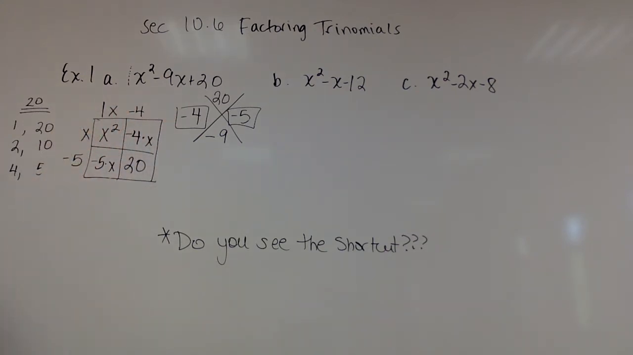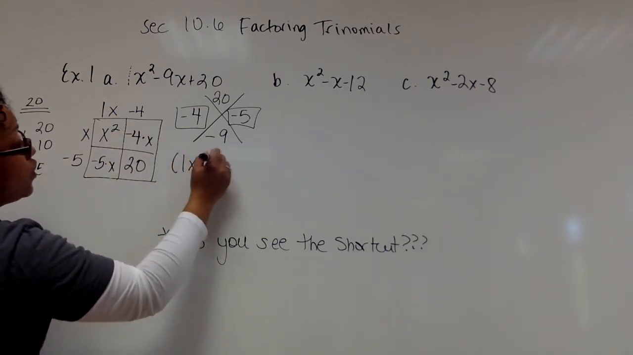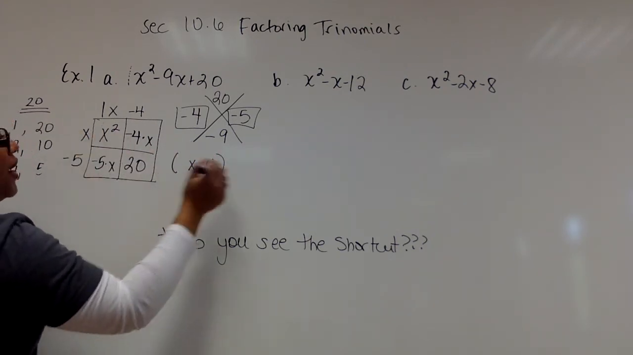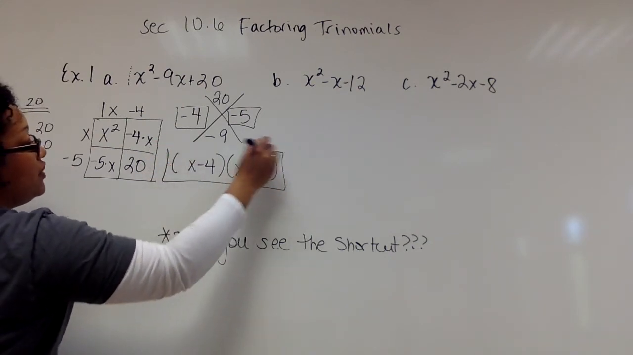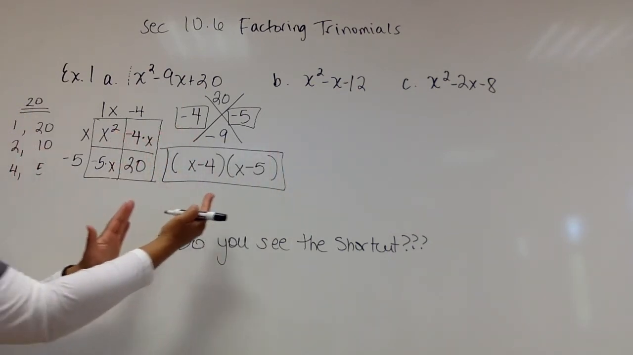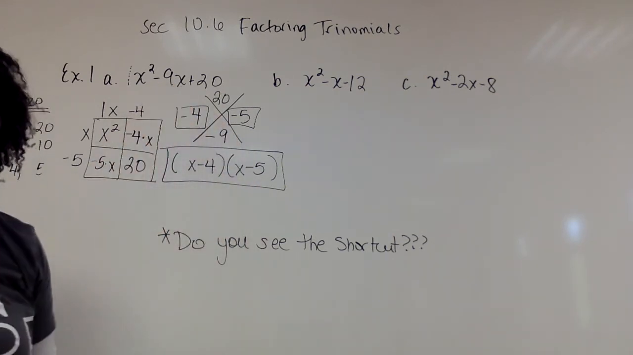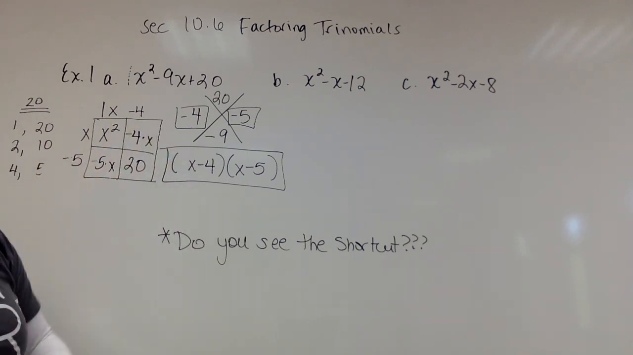All I got to do now is put it together, and I've got my linear binomials. So my first linear binomial is 1x minus 4. My second, well, you don't have to put the 1. My second binomial is x minus 5. And ladies and gentlemen, I'm done. If you don't believe me, if you Xbox this, you'll end up with exactly what we started with. Okay? That's our first example. I'm going to stop the video.